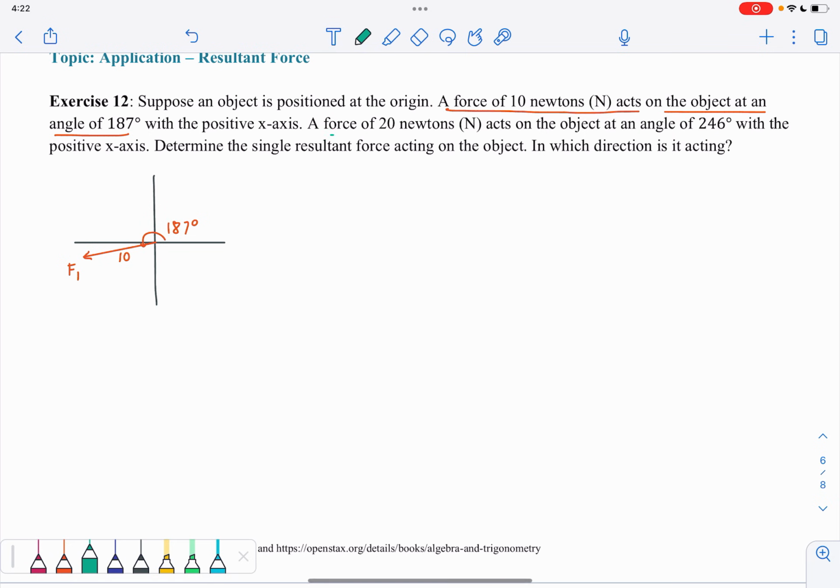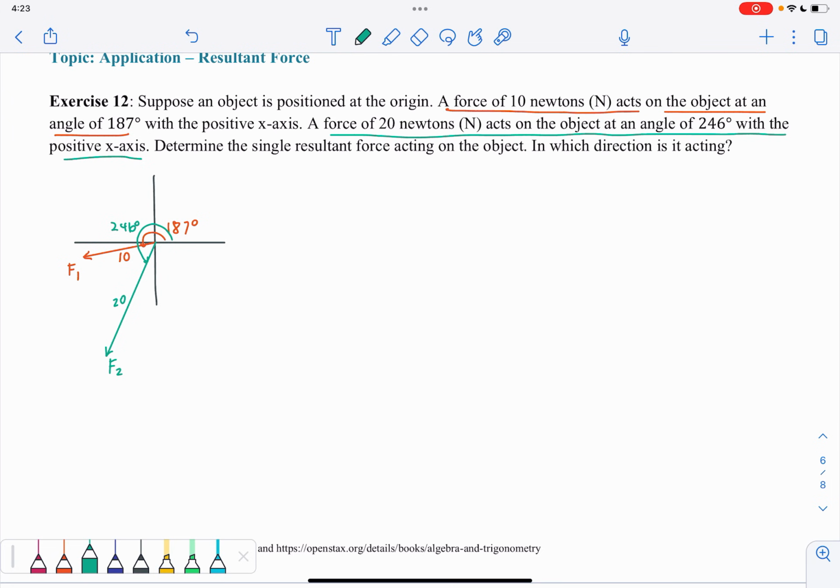Now we have this other force. It says a force of 20 newtons acts on the object at an angle of 246 degrees with the positive x-axis. So where is 246 degrees? Well, 270 is straight down, so we can draw it somewhere over here. Its magnitude is 20 newtons, so I drew it about twice as long as the other one. I'll put that 20 there. This angle here is that 246 degrees. And let's call this one F2.